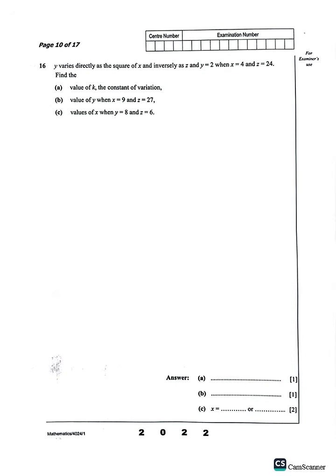Okay, so now we move on to question 16. Y varies directly as the square of x and inversely as z, and y is equal to 2 when x is equal to 4 and z is equal to 24. Find the value of k, the constant of variation. So let's first begin by making the equation for this data. So the first letter is y, varies directly as the square of x. So x will be raised to the power 2.